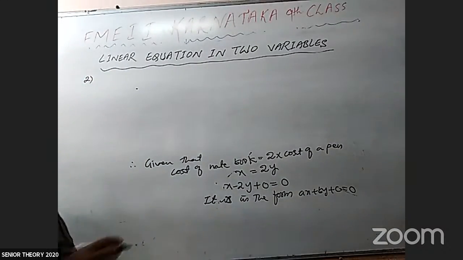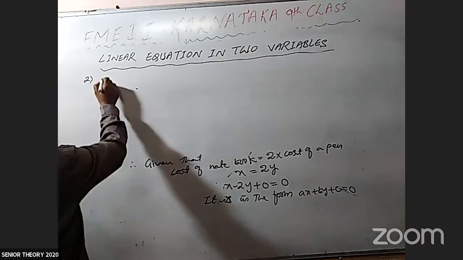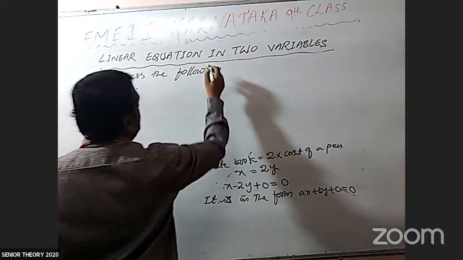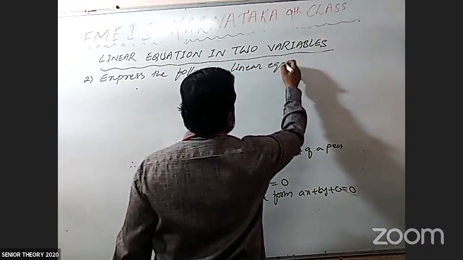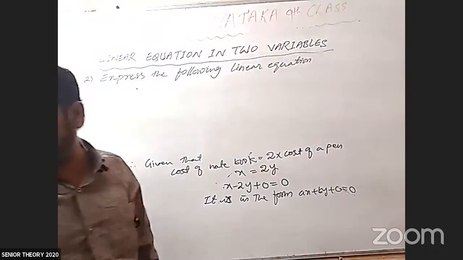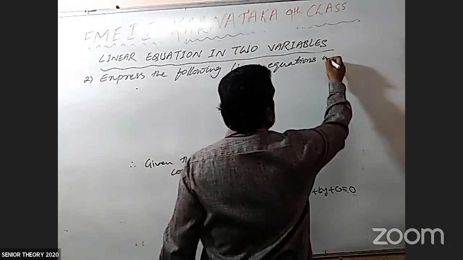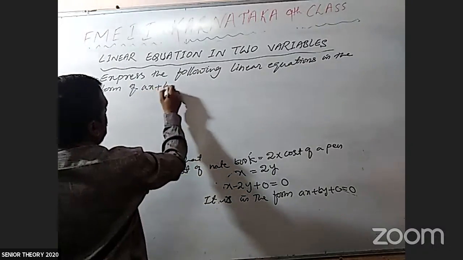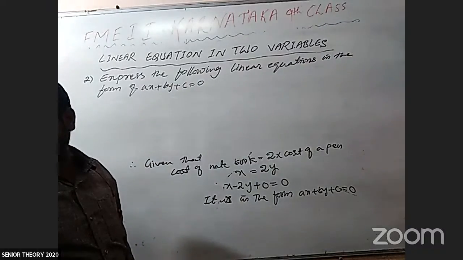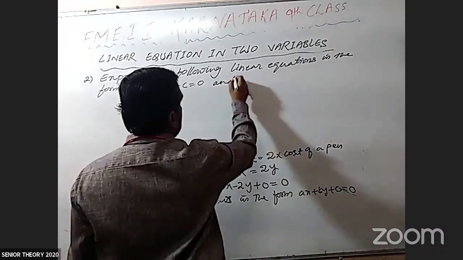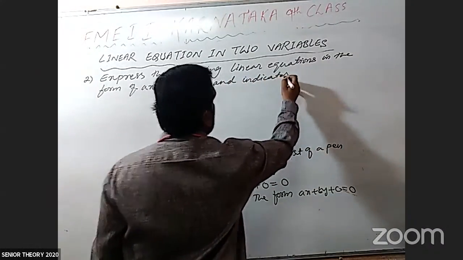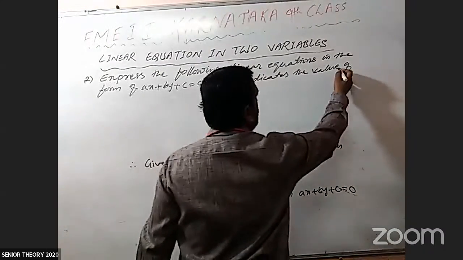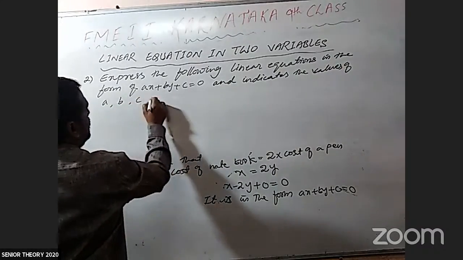Question number 2 is: express the following linear equations in the form of ax plus by plus c is equal to 0 and indicate the values of a, b, c in each case.